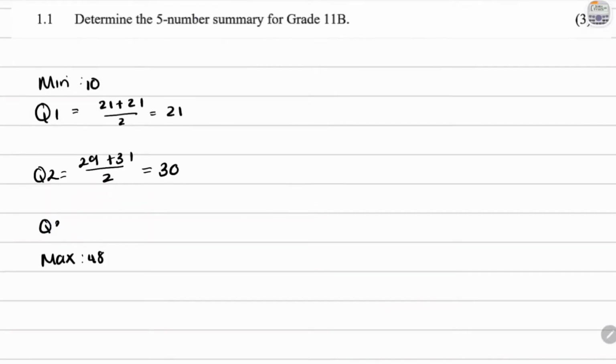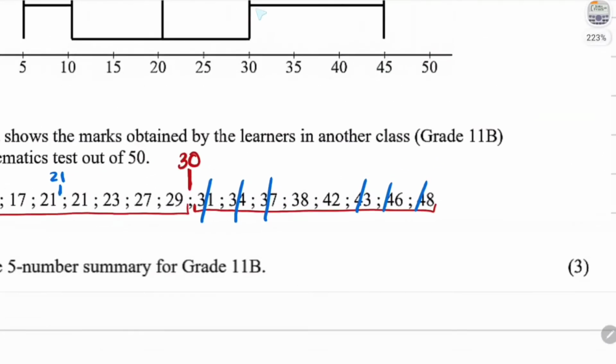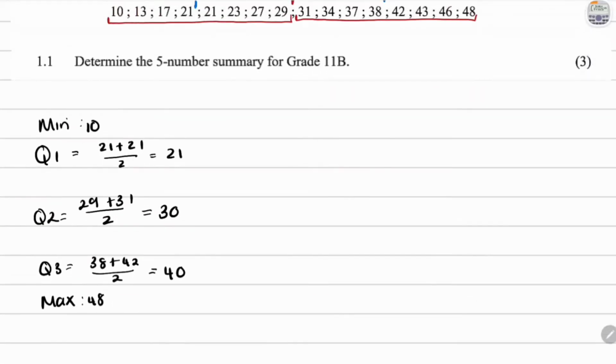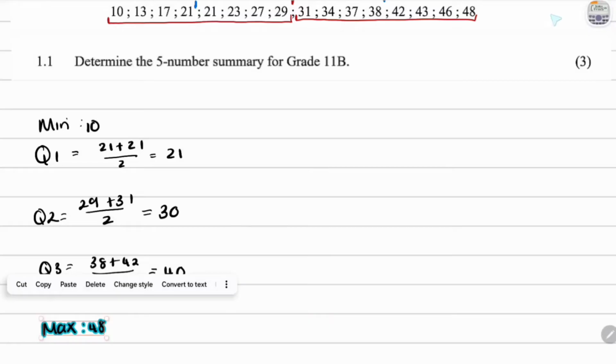So this is to find Q3. You're going to just say 38 plus 42 and then divide by 2, which will give you 40. So that is our Q3, right? Q3 is 40. And that's how we find our 5-number summary. Okay, so there we go. That is the first question, to find the 5-number summary. And then we move on to the next question.